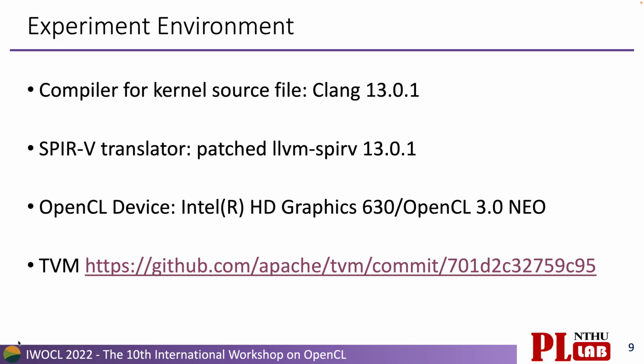For the experiment environment, we use clang 13.0.1 for compiling the text file into LLVM bitcode. And the LLVM SPIR-V translator is a patched LLVM SPIR-V built against LLVM 13.0.1. The OpenCL device used is Intel HD Graphics 630, and the OpenCL version is 3.0. The TVM we use is based on this commit hash.